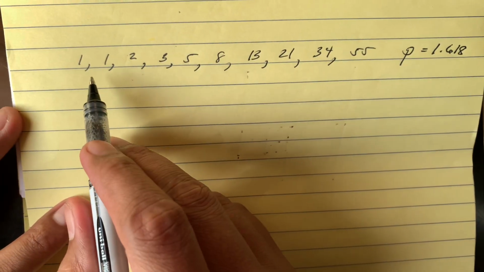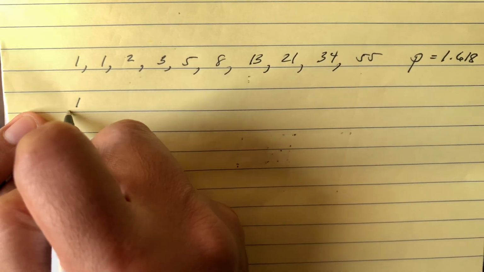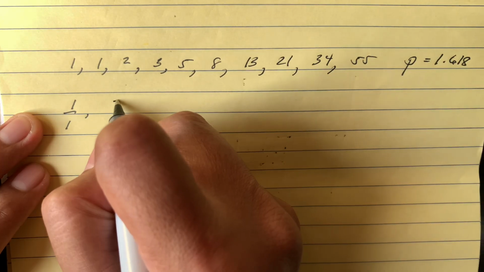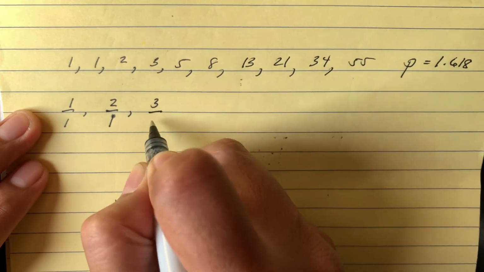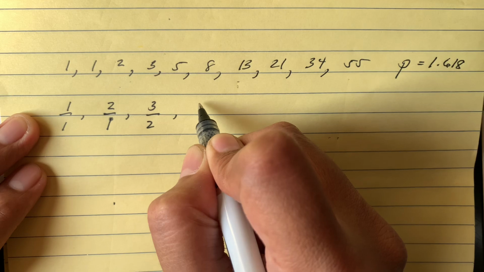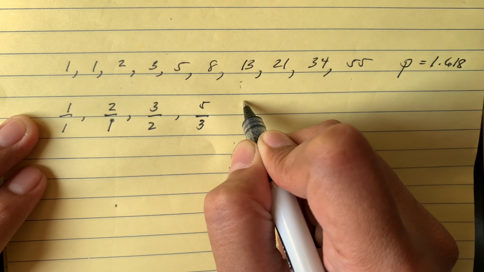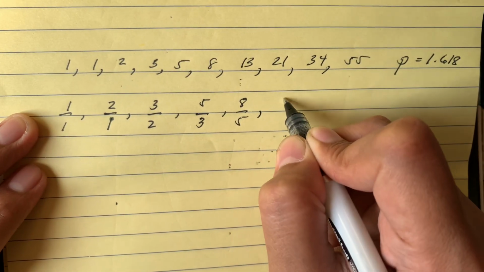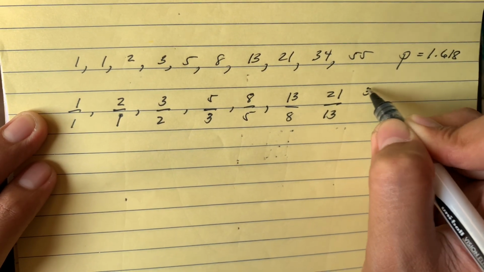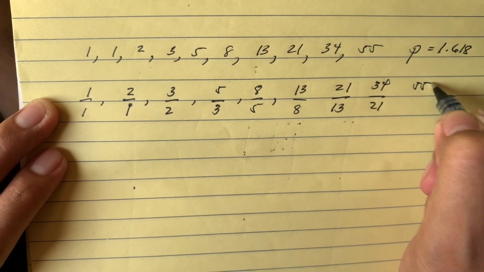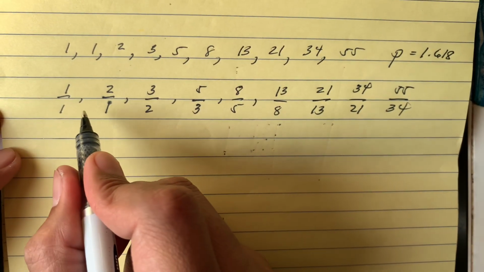Now, let us find the ratio among the different elements here. Let's start with the second element over the first element, so we have 1 over 1. Then the third element over the second element, the fourth element over the third, and the fifth element over the fourth. Then 8 over 5, 13 over 8, 21 over 13, 34 over 21, and 55 over 34. So now we are going to find the result of these ratios.